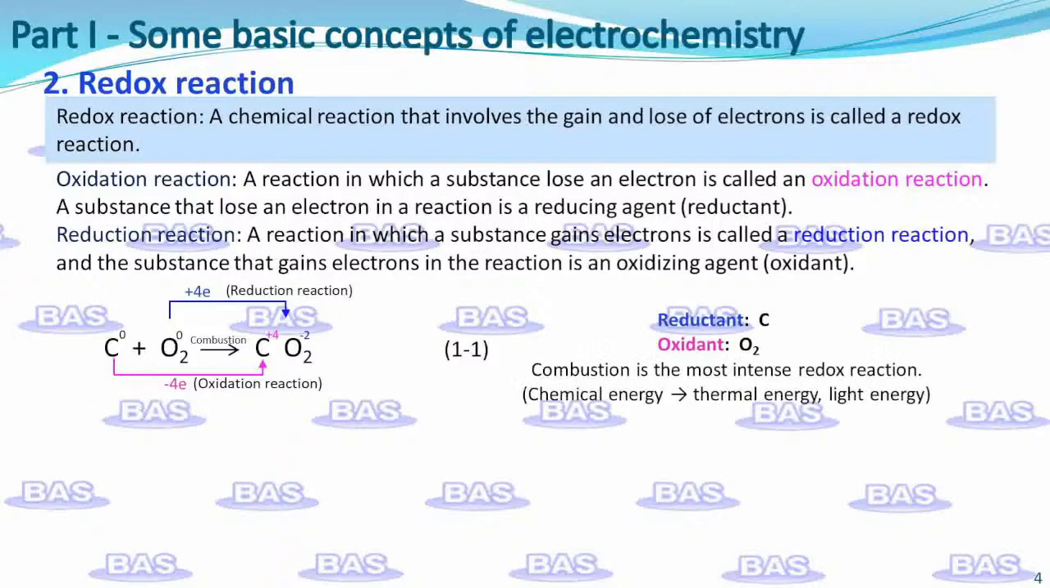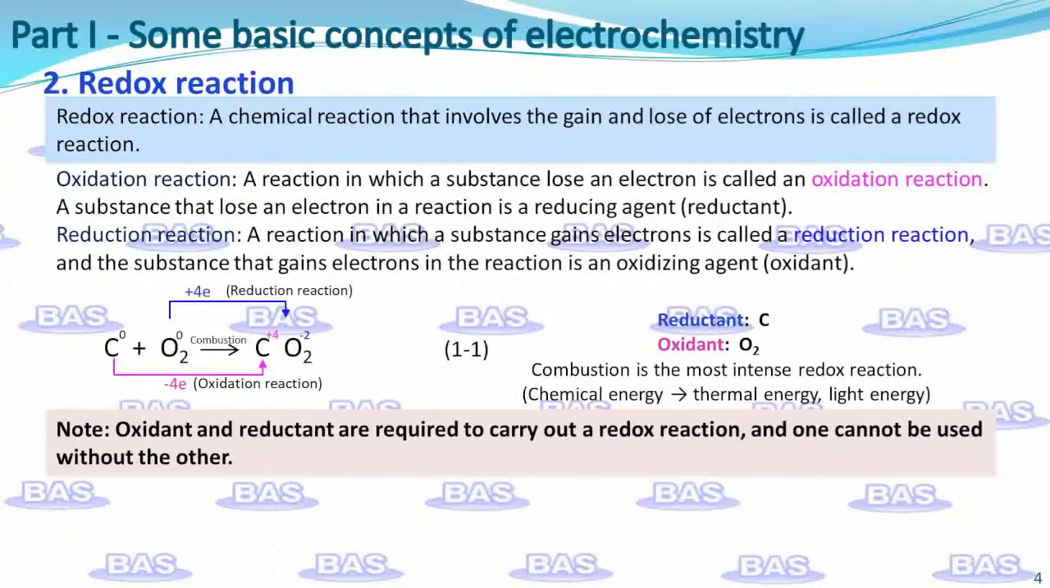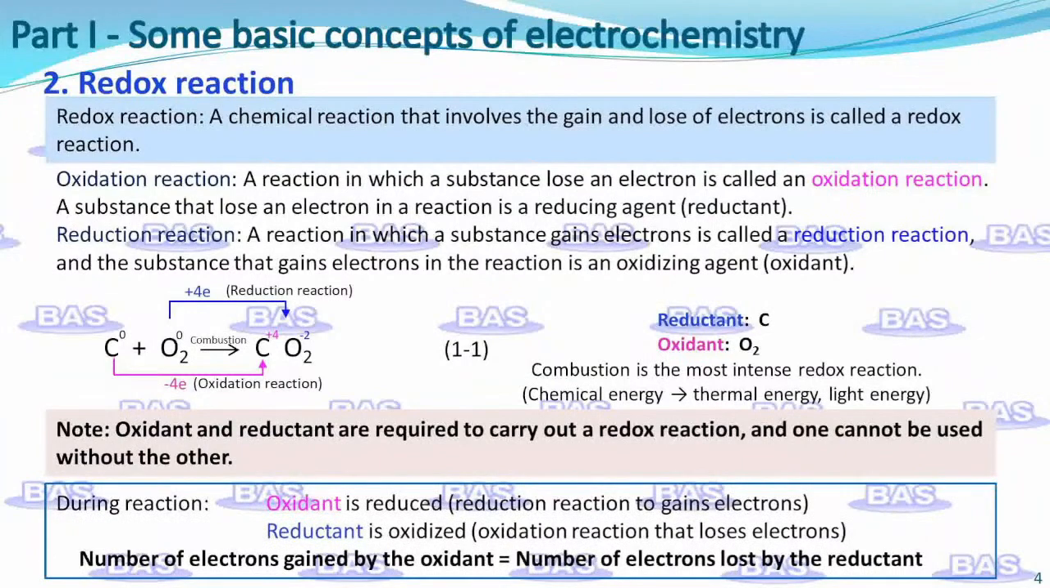Combustion is the most intense redox reaction, where chemical energy is converted to thermal and light energy. The number of electrons gained by the oxidizing agent is equal to the number of electrons lost by the reducing agent.